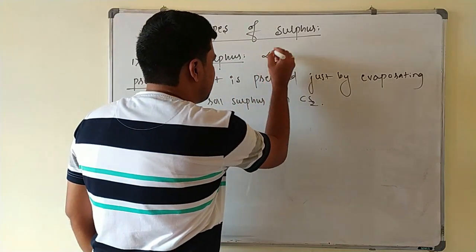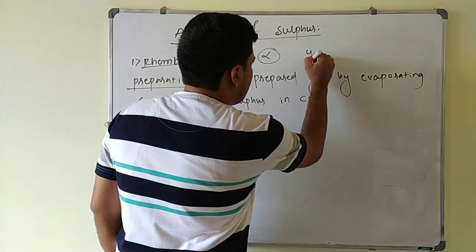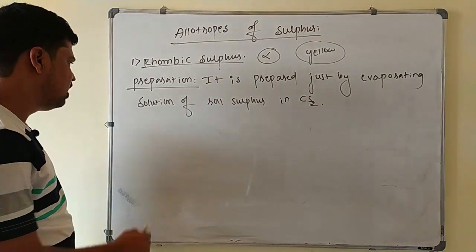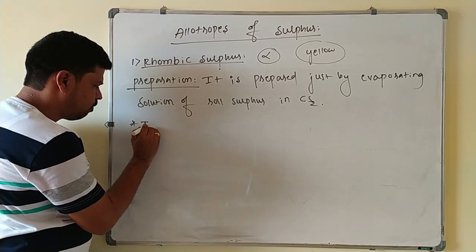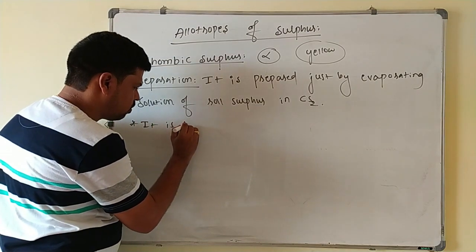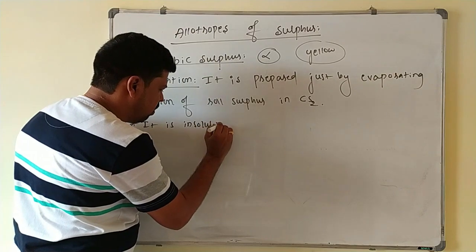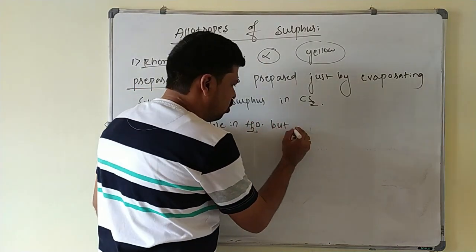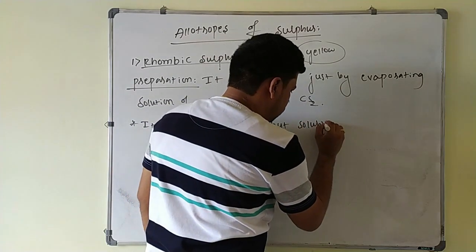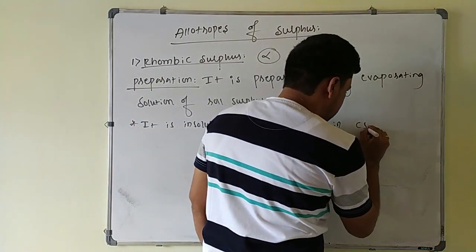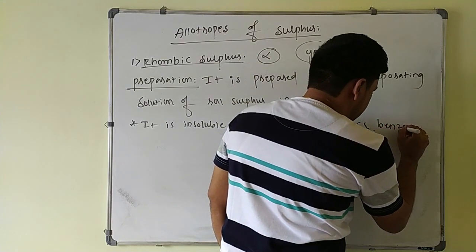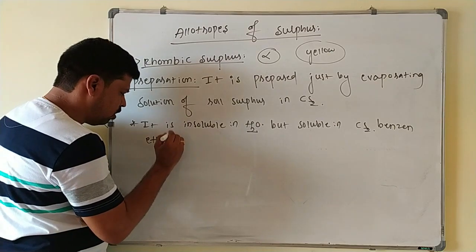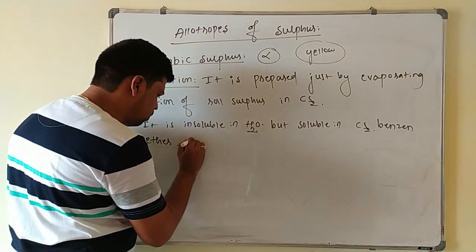Already we know that this rhombic sulfur is also called alpha sulfur, or else yellow sulfur, since it is yellow in color. Next point about this one is it is insoluble in water but soluble in CS2, benzene, ether. All these are organic solvents, ether, alcohol.